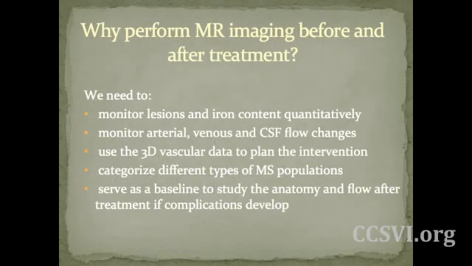So why do we need to perform MR imaging before and after treatment? There are still a lot of questions about CCSVI. We really don't know everything. However, for an individual patient who's going to approach treatment, there are many benefits. We can monitor lesions and iron content quantitatively. We can monitor arterial, venous, and CSF flow changes. We can use the 3D vascular data to plan out the intervention. We can categorize different types of MS patients, and it will serve as a baseline to study the anatomy and flow after treatment if complications develop. So this will be your way to track your progress and relate it to things such as iron content and flow through your jugular veins.